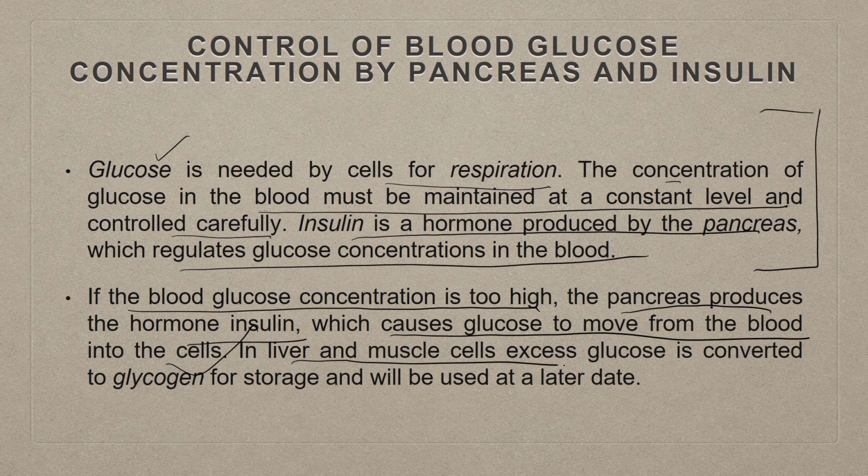In liver and muscle cells, excess glucose is converted into glycogen for storage and will be used at a later date. So, the body knows how to convert glucose to glycogen at specific tissues, but insulin is needed for those tissues to open the gate to allow the glucose to enter into them.